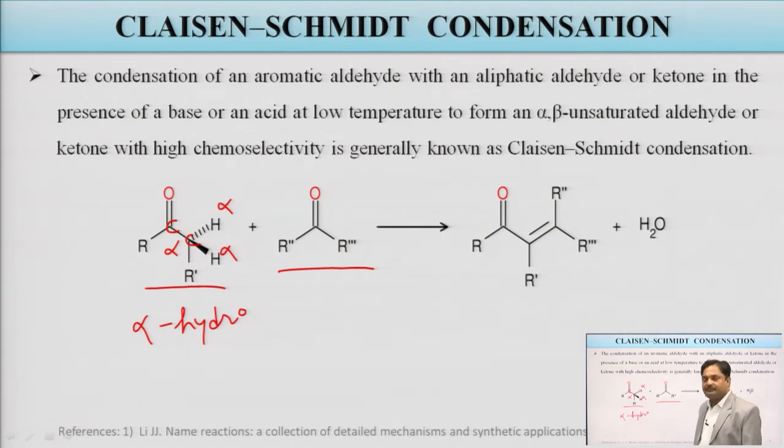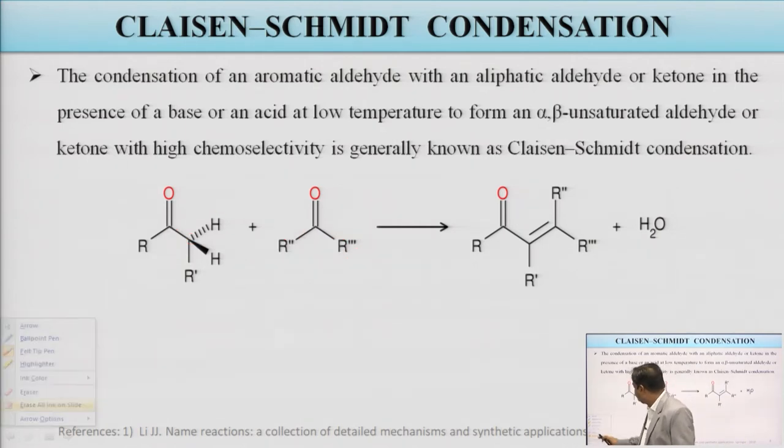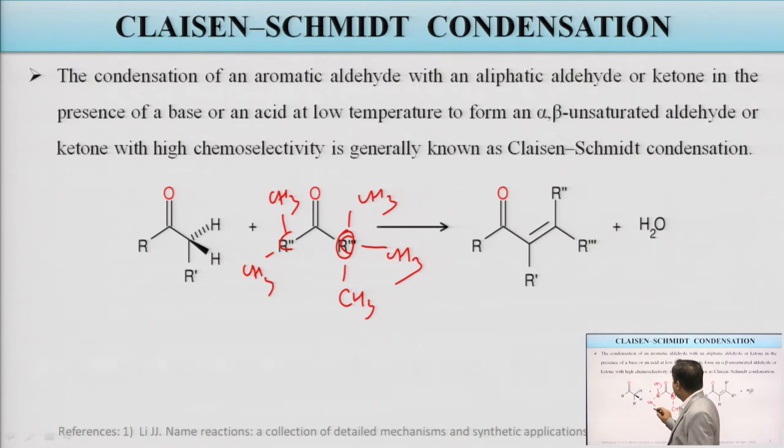Now come to the second substrate, which is again a carbonyl compound, but this is not having any alpha hydrogen. Okay, so this R is not having any alpha hydrogen. Don't take it as a methyl or ethyl group. Okay, this is the R. Suppose like this, I just remove it. And again, this is R, this is like C, CH3, CH3, again suppose CH3. So, you can see this is a carbonyl carbon, okay.